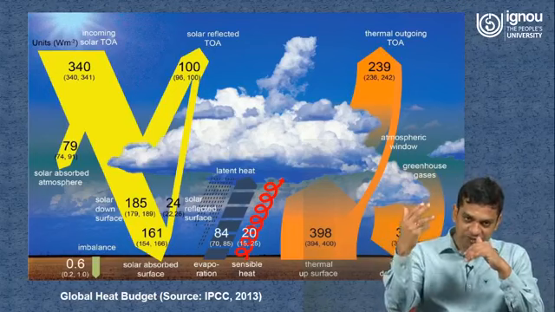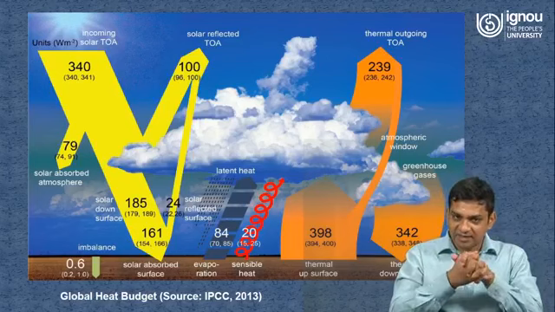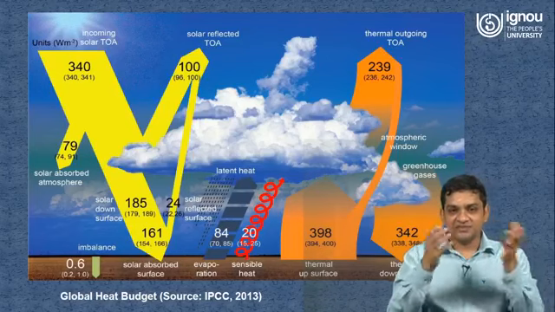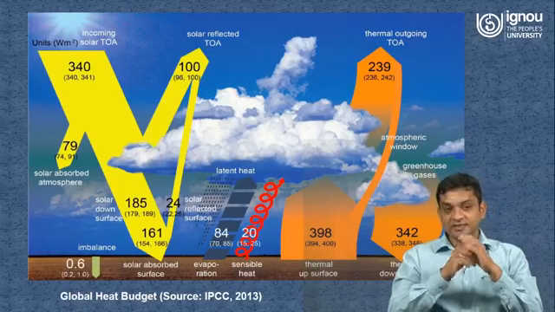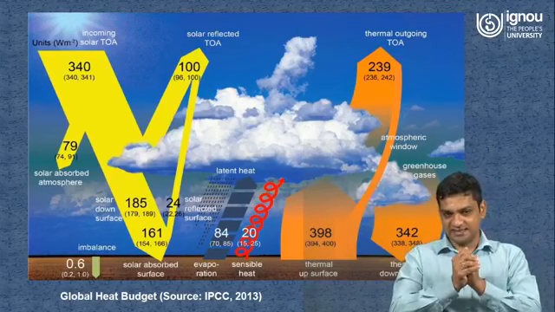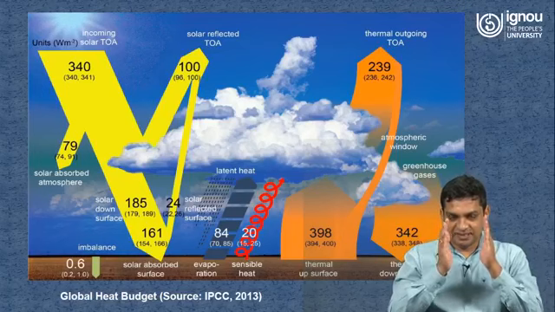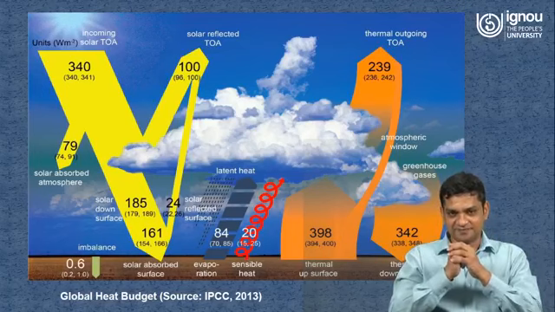And for this to happen, the Earth's effective temperature should be minus 19 degrees centigrade. But now what's the temperature? The average global surface air temperature is around 15 degrees centigrade. So there is a difference of 33 degrees centigrade. And why is there a difference of 33 degrees centigrade?